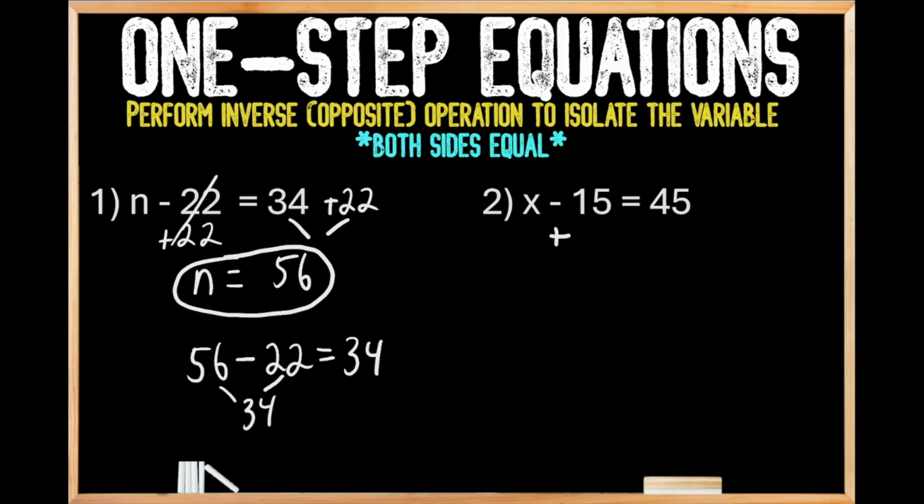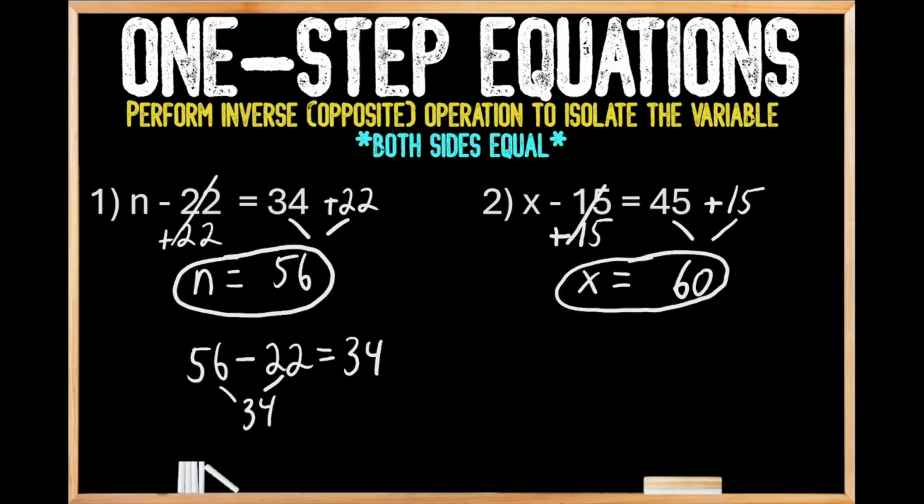So we're going to add 15 on our left-hand side, and since we need to keep this equal, we're going to do the same thing to our right side as well. Well, the subtracting 15 and the adding 15 cancel each other out, which is going to isolate our variable of x. And when we add 45 and 15, we get 60. So that means that x is equal to 60.